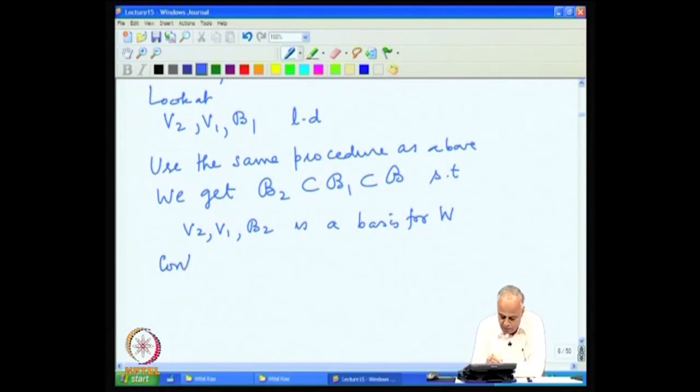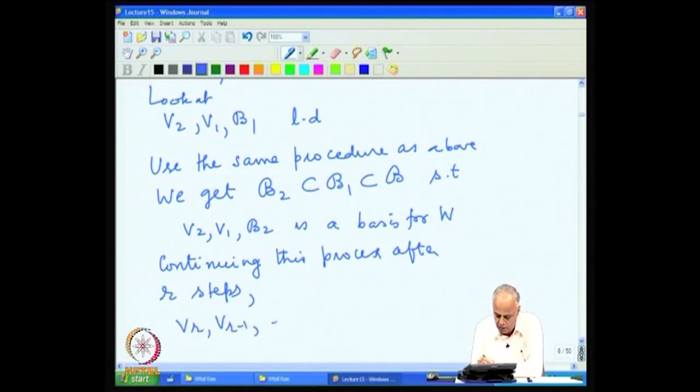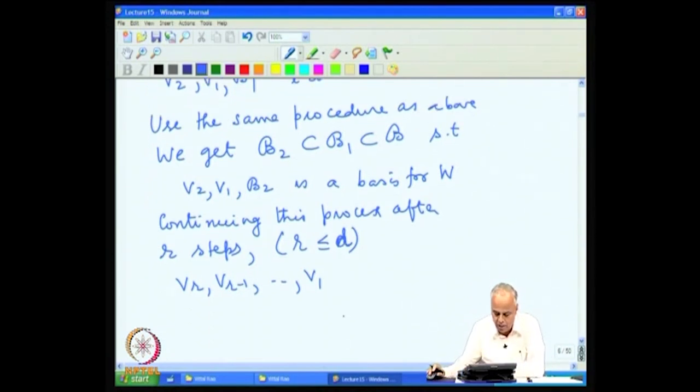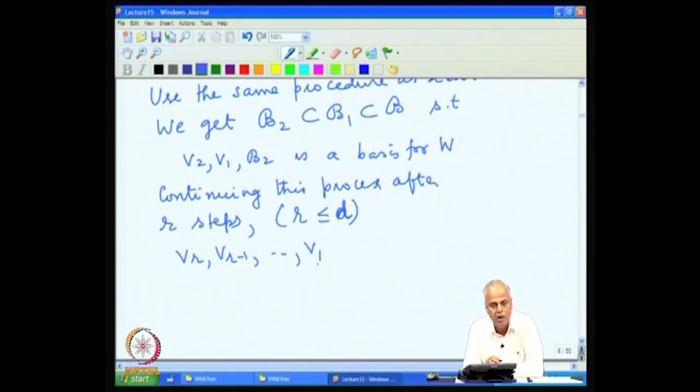Now, continuing this process, after r steps, we would have elbowed in Vr, Vr minus 1, V1, and we would have knocked out all the vectors in B. If we have to knock out all the vectors in B, at each step we knock out at least one, so r can be at most d. After d steps, all the B vectors would have been knocked out. So, we would get after r steps, where r is less than or equal to d, Vr ... V1 is a basis for W.